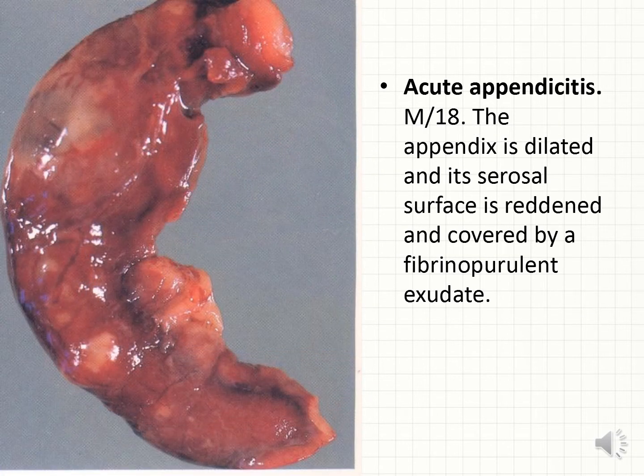The appendix is dilated, its serosal surface is reddened and covered by a fibrinopurulent exudate. Here you see the yellowish areas of suppurative inflammation, and in some areas whitish cover of the serosa.